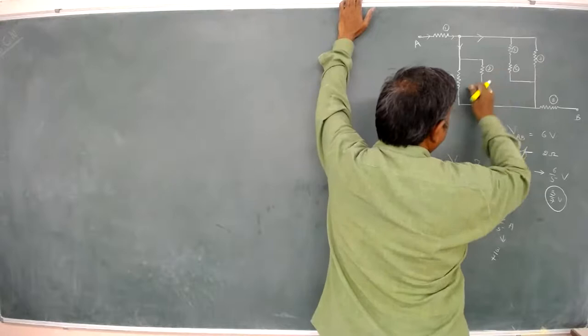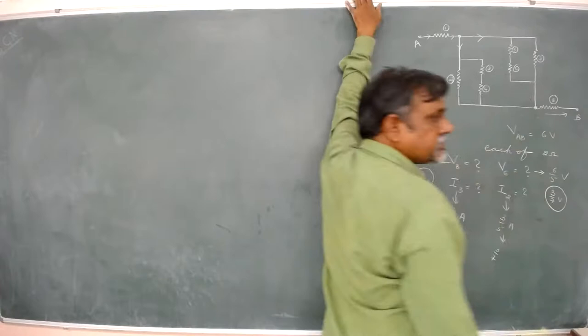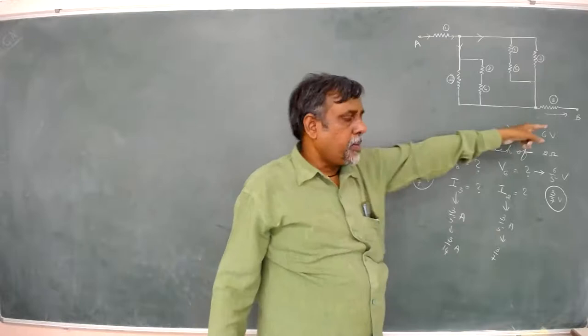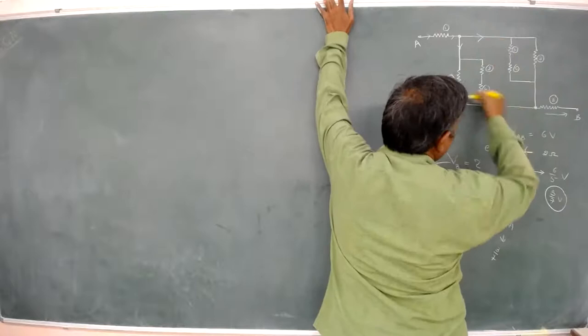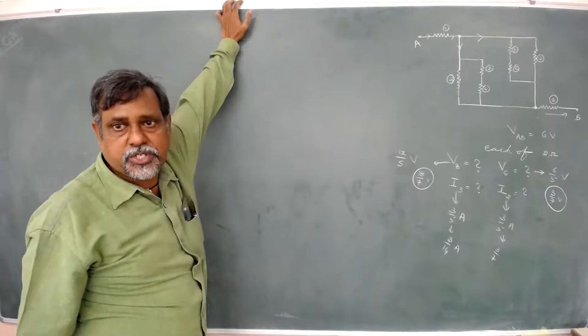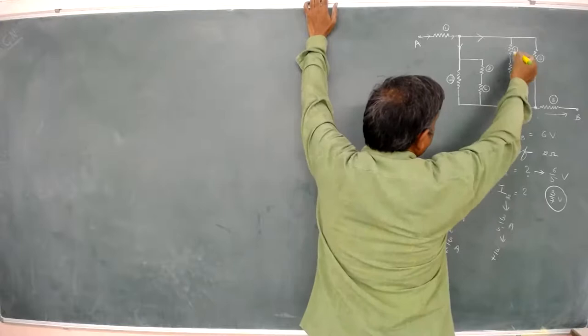Again, these two currents combine at this junction. When I amperes of current is entering, the same I amperes is leaving. Now, this complete group and this are in series. In this middle group, 3-4 are in series. This series is in parallel with this. 5-6 are in series. This series is in parallel with this.